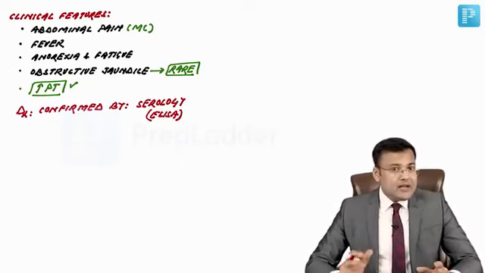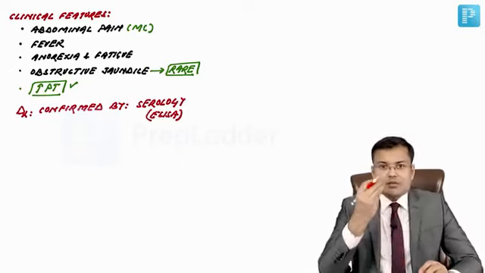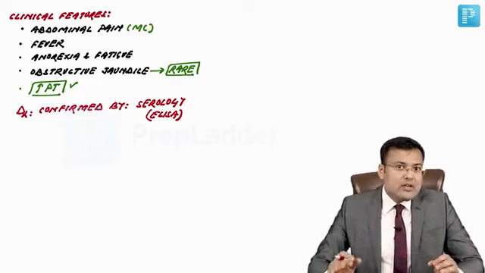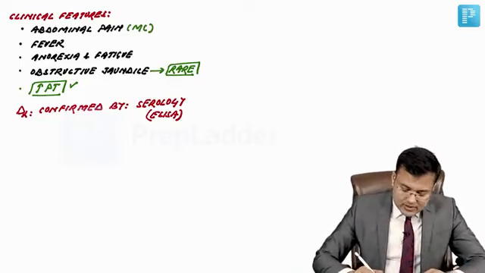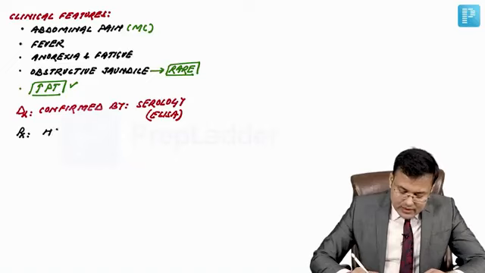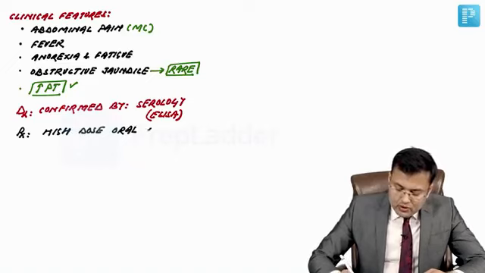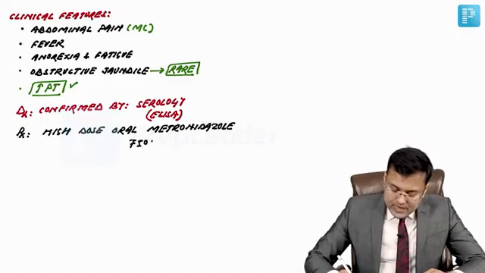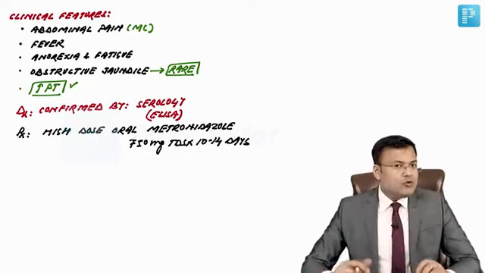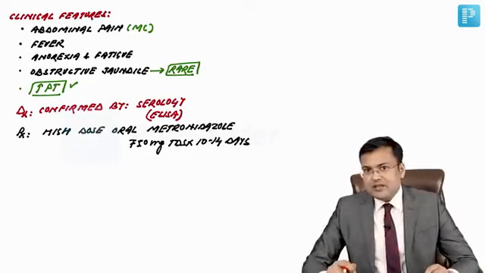This is Entamoeba histolytica, so obviously we give oral metronidazole. How much is the high dose? 750 mg TDS for 10 to 14 days. So the treatment is high dose oral metronidazole. They ask you the dose also: 750 mg TDS for 10 to 14 days, and most of the patients become asymptomatic after 3 days.